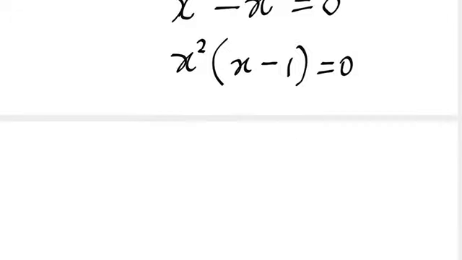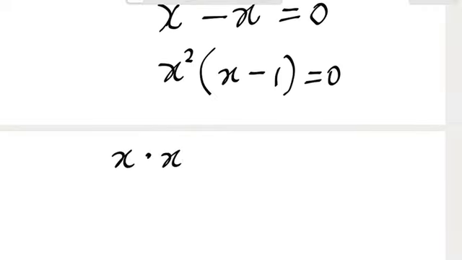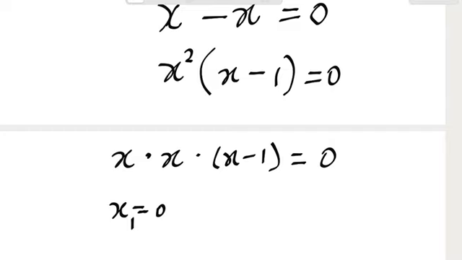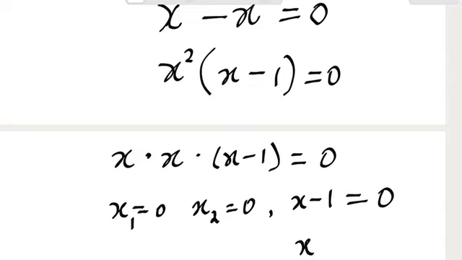Now from there, because this is a zero-form equation, we can have x multiplied by x, that is x squared, then multiplied by x minus 1 equals 0. So now from here, we can have x equals 0. That will be x1, and x2 will be equal to 0. And we have x minus 1 equals 0. So now from here, we transpose the minus 1 to the other side.